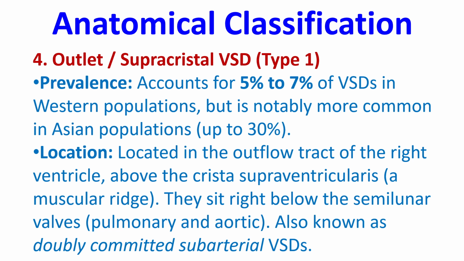Outlet or supracristal VSD accounts for 5 to 7% of VSDs in Western populations, but is notably more common in Asian populations, up to 30%. Located in the outflow tract of the right ventricle, above the crista supraventricularis, that's a muscular ridge, they sit right below the semilunar valves, pulmonary and aortic, also known as doubly committed subarterial VSDs.